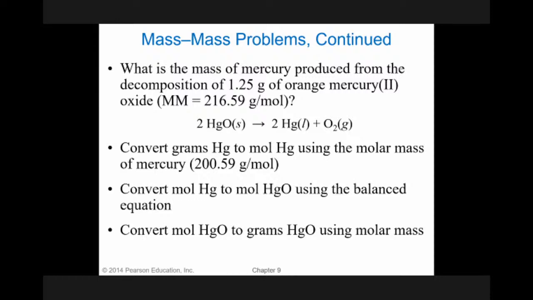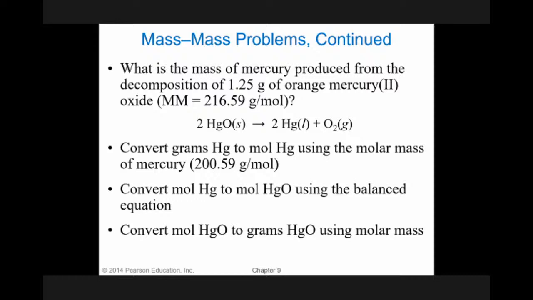All right. So the first thing we want to do is we have a nice balanced equation. The equation must be balanced. Because if the equation is not balanced, whatever you do, it will be wrong. Make sure you have a clean, balanced equation.